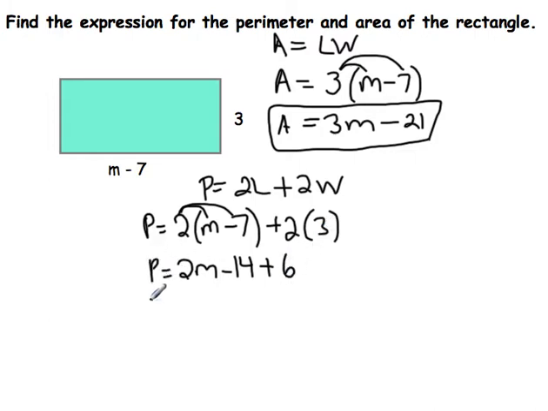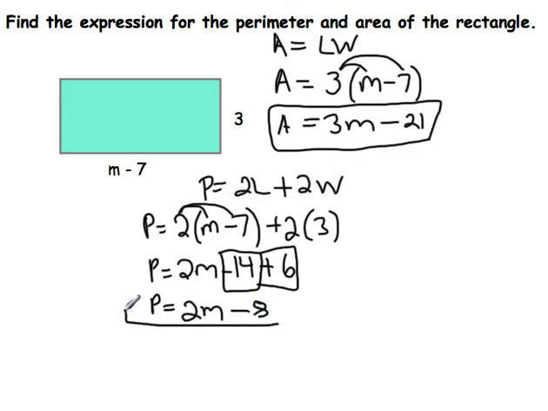And then the last part would be to combine like terms. 2m doesn't have a like term, so I'm just going to bring that down. But negative 14 and positive 6 are like terms. Negative 14 plus 6 is negative 8. So that would be my perimeter, 2m minus 8.